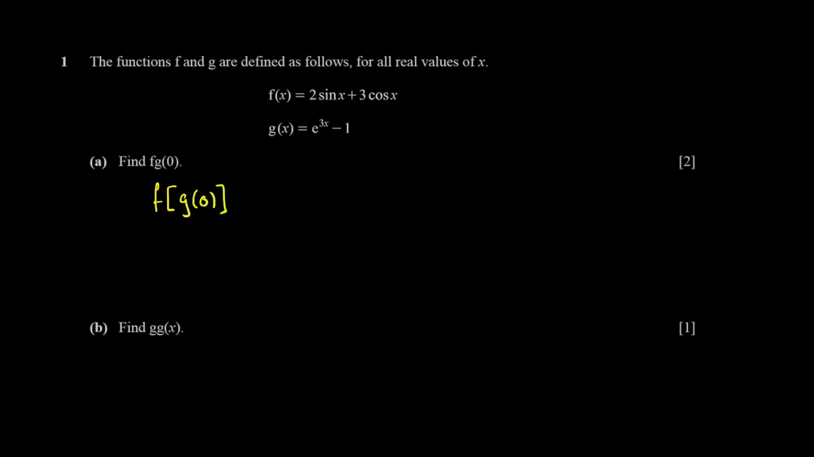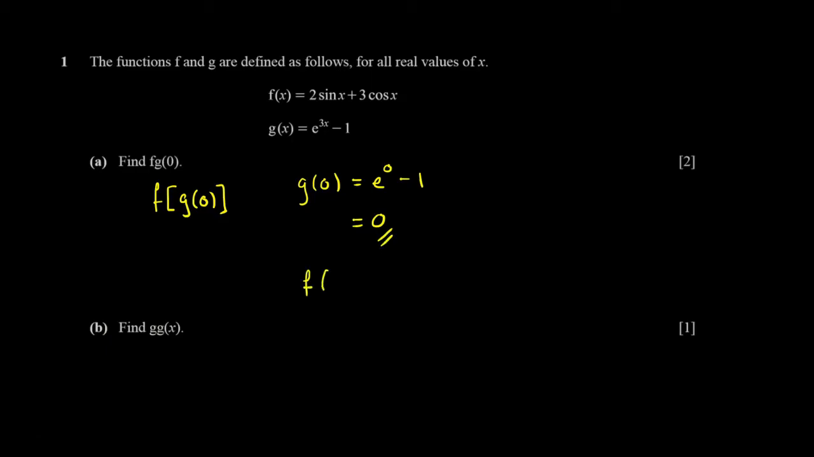So what we could do is find g(0), and then substitute that into f. So what's g(0)? g(0) is equal to e^(3 times 0), so that's e^0 - 1. And e^0 is 1, because anything to the power of 0 is 1, and 1 minus 1 is 0. Okay, so then we're going to substitute that into f.